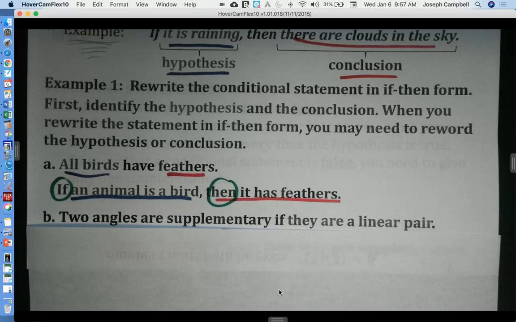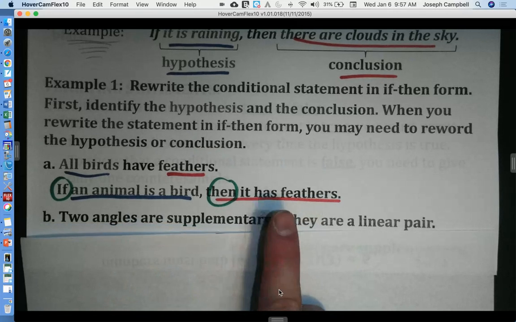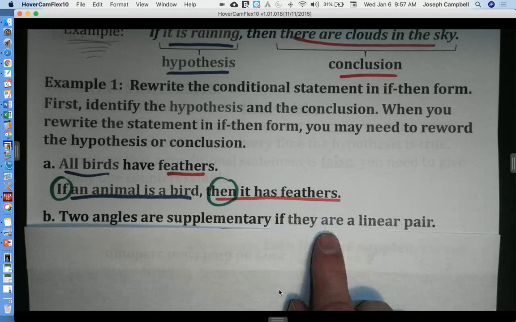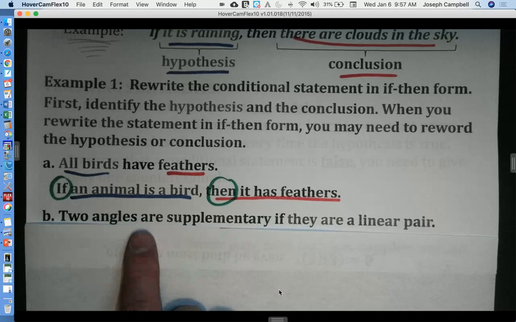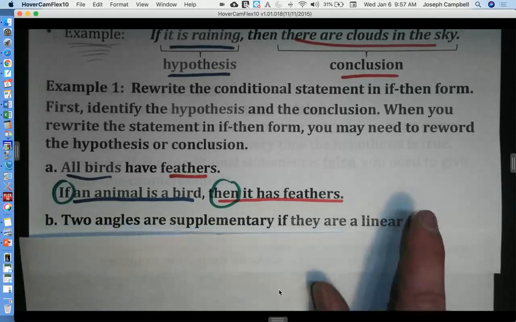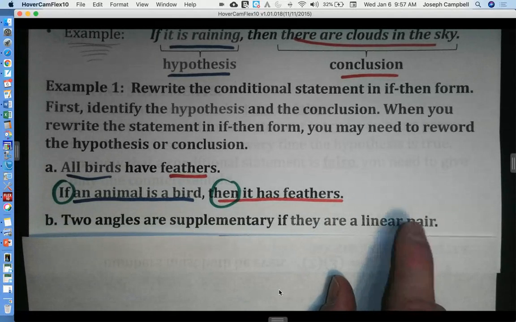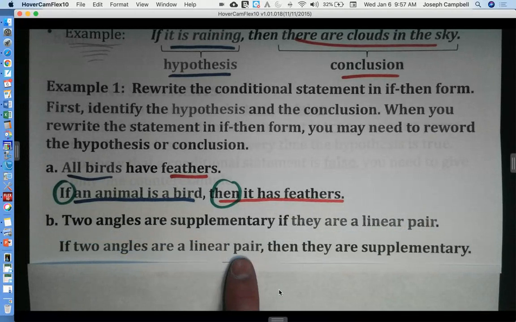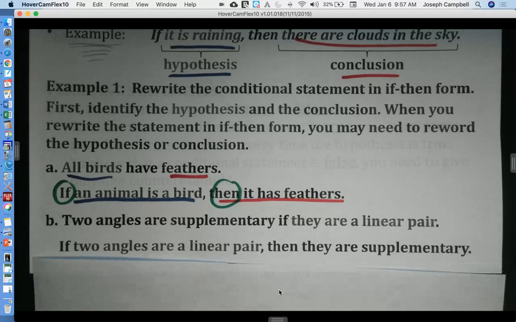Two angles are supplementary if they are a linear pair. So here the order looks as though it's been switched, right? Because this word if is pretty telling that this is the condition. This is the conclusion, right? How do I know angles are supplementary? Based on the statement, I know they're supplementary if they're a linear pair. So I want to put this first. If two angles are a linear pair, then they are supplementary.